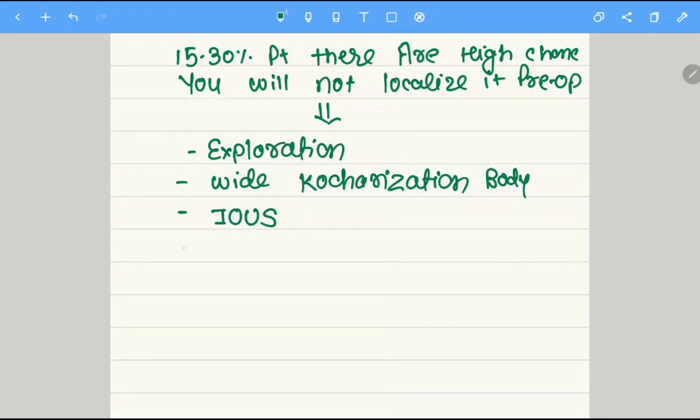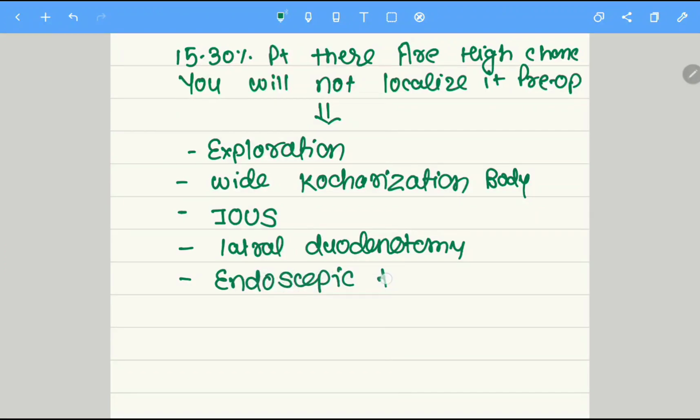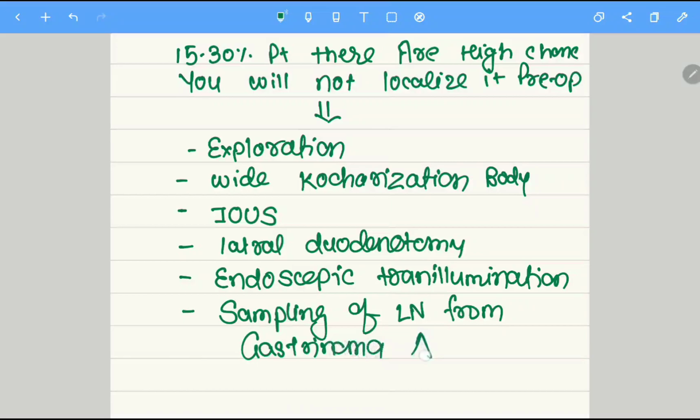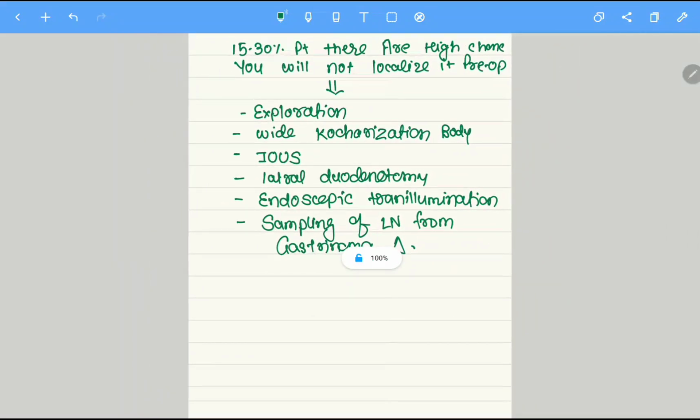If you still have not found it, what can you do? You can do a lateral duodenotomy. If still not, what else can you do? Endoscopic transillumination. If you still have not found any gastrinoma, you can take samples of lymph nodes and fatty tissue from the gastrinoma triangle, right? By these maneuvers, there is a high chance you will localize it.